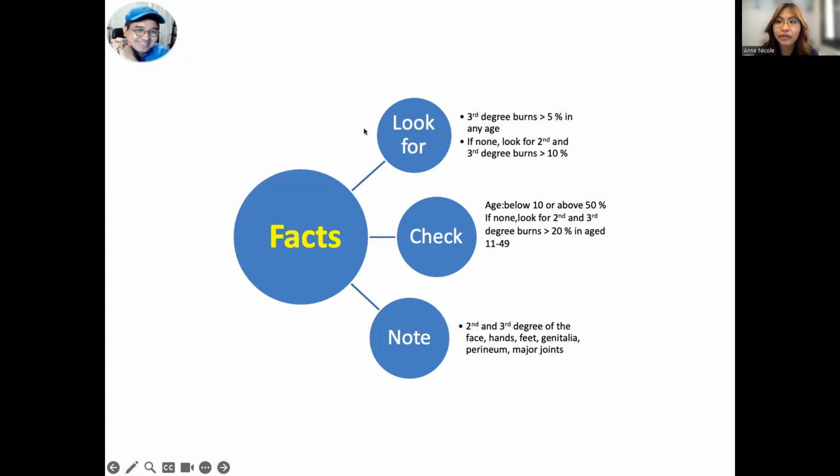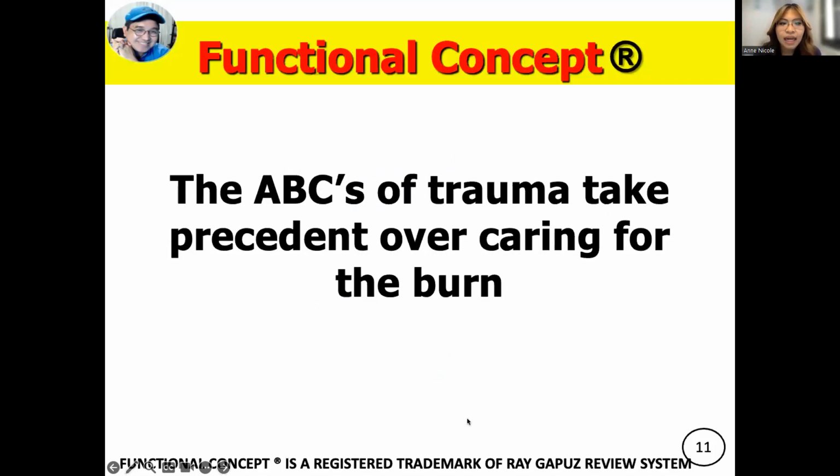Okay, so again, look for the third degree burns of more than 5%. If there is none, you look for the second and third degree burns of 10%. That should be within the age below 10 and above 50. If there is none, you look for the next one: second and third degree burns of more than 20% for the in-between group, 11 to 49. So next, again, the ABCs of trauma take precedence over caring for the burn.